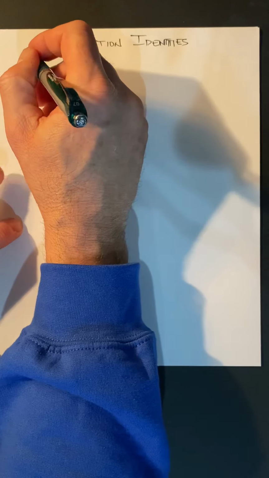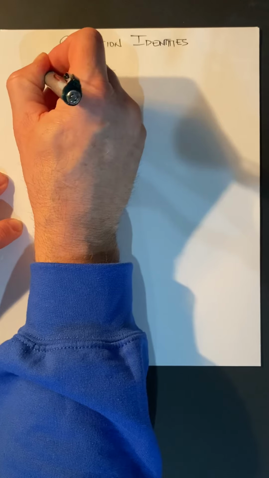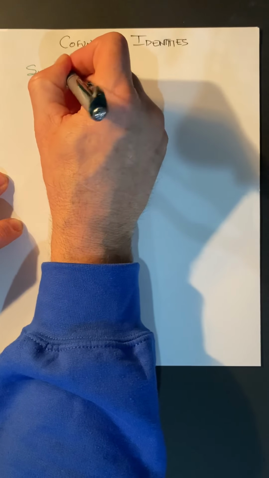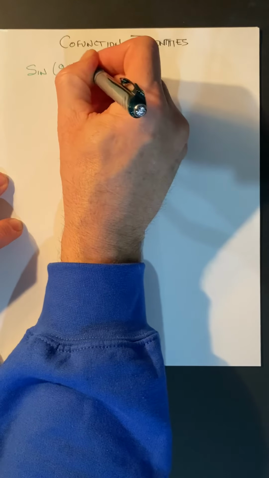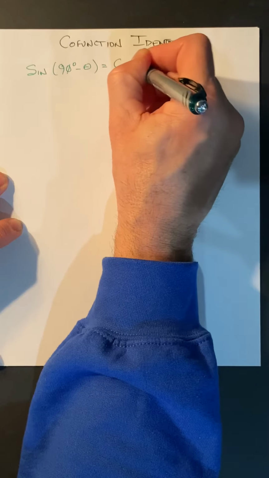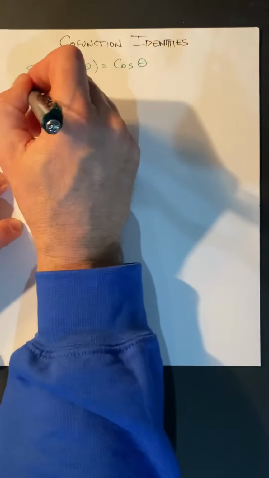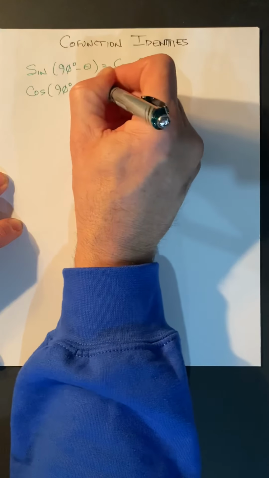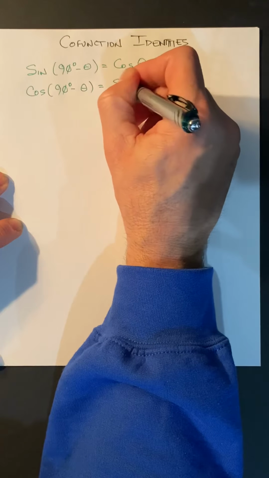So, identities. The first one I want to look at is the sine of 90 degrees minus theta, which is the same thing as the cosine of theta, okay? And likewise, the cosine of 90 degrees minus theta is equal to the sine of theta.